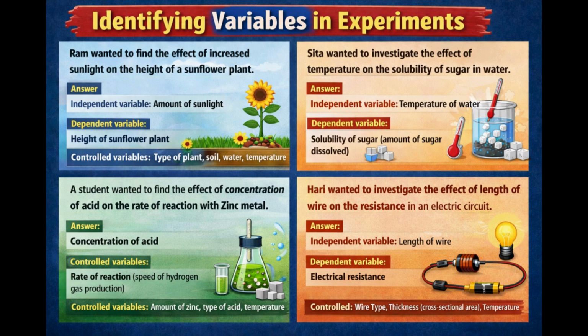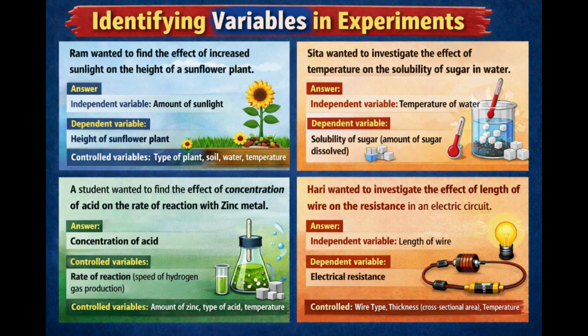Now what should we keep constant? We must keep some factors same to get a fair result. For example, type of plant, soil, water and temperature. These are control variables. Now students, here is an important trick. In most cases, what comes after effect of is the independent variable. But remember, this is not 100%, but in most exam questions it works.